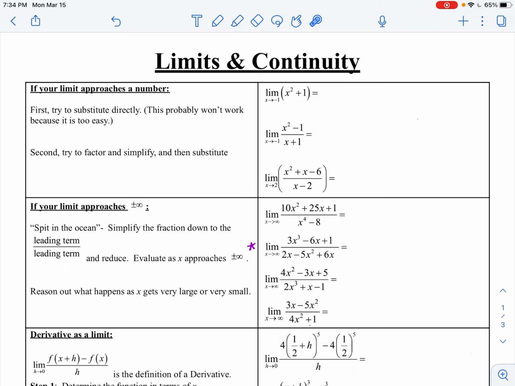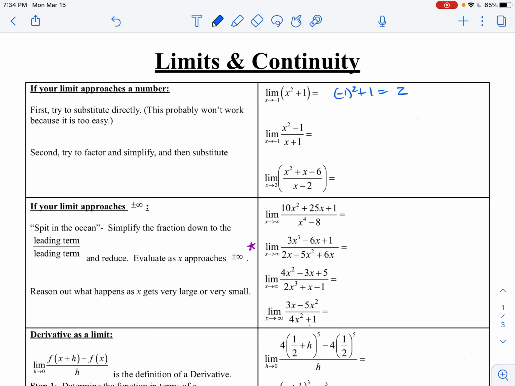Can we just substitute? Yes. If I plug in -1 for my x value, I'll have -1 squared plus 1, and that's going to give me 2. In the second example, if I do that direct substitution, that's going to give me 0 in the denominator, and so I can't just do that.